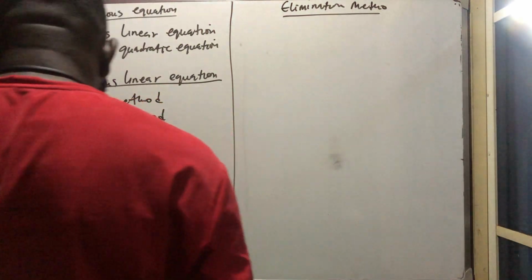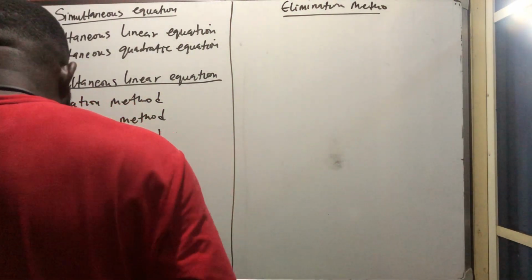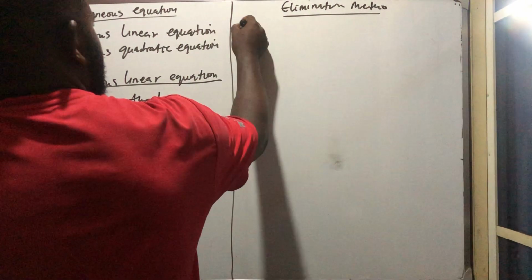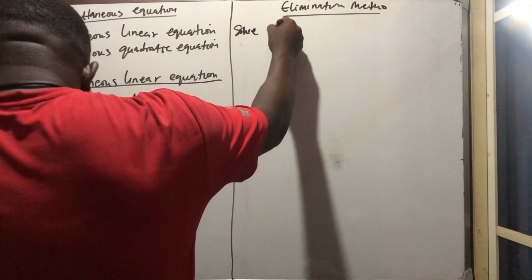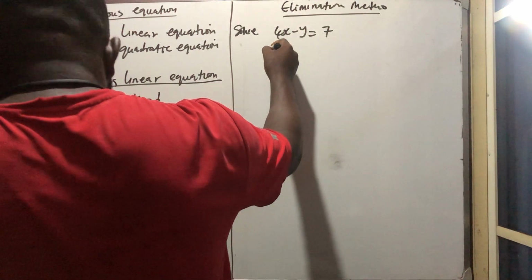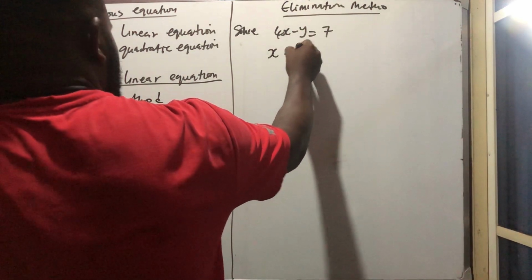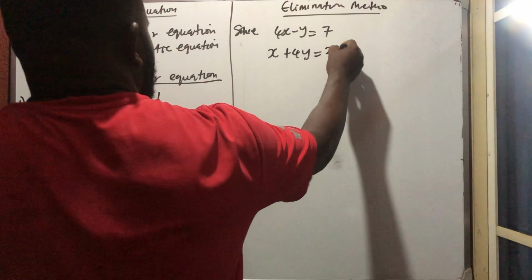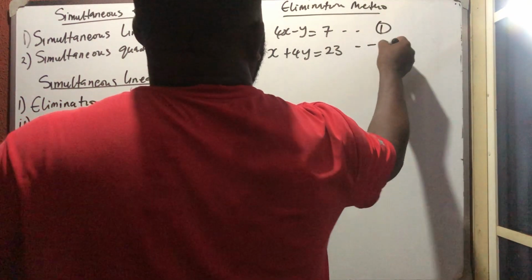Now in the elimination method, let us solve a question to illustrate what we have. It says solve 4x minus y is equal to 7 and x plus 4y is equal to 23. This is equation 1, equation 2.